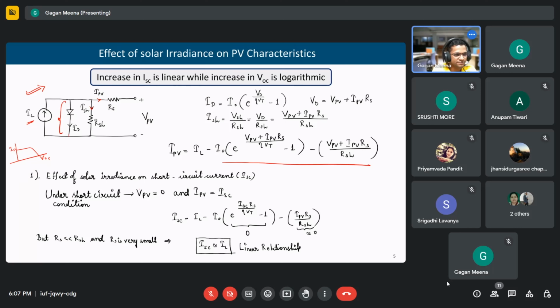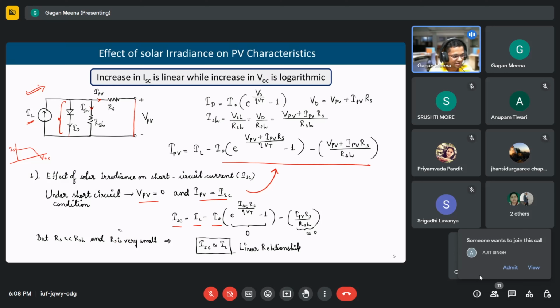At short circuit, what will happen? This is shorted, so this voltage becomes 0 and IPV equals the short circuit current ISC. If we substitute these two values in this equation, ISC is IL minus I0, VPV is 0, and this becomes ISC. Since the shunt resistance RSH is very large in comparison to the series resistance, we can neglect this term, and RS is also very small, so this we can also neglect. Because this is 0, e raised to the power 0 is 1, and 1 minus 1 is 0. So it is simply a linear relationship.